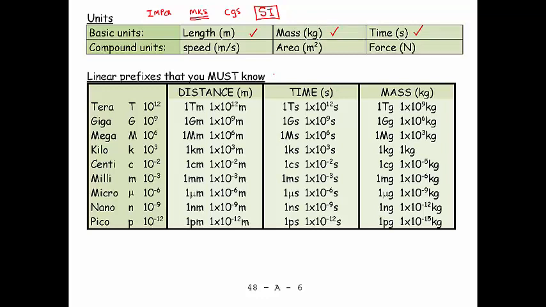We can have combined units. So speed, which is a distance divided by a time, will be in meters per second. Area, which is 2 independent lengths, will be in meters squared. And force, well, now force, I know from physics that F equals ma. So force is equal to kilograms, meters per second squared.